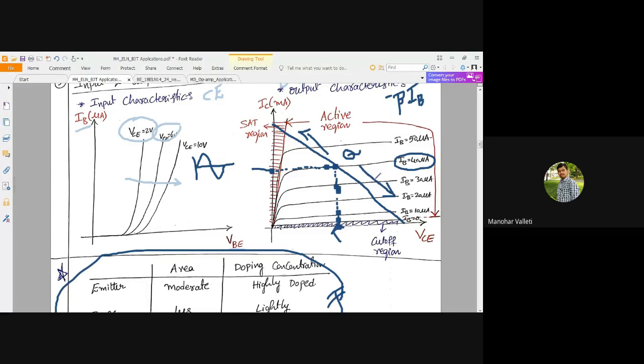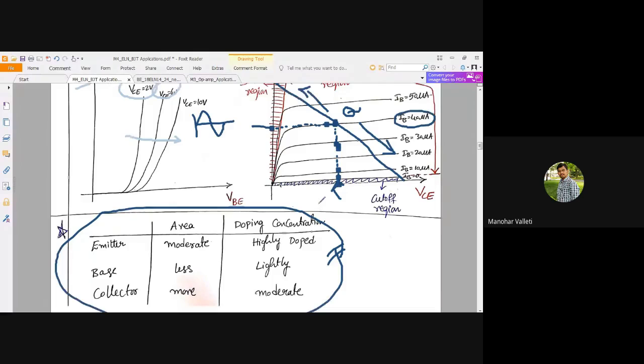If the Q point is not maintained at the middle of the active region, then you will get a distorted signal at the output. To get faithful amplification from the amplifier, you need to maintain the Q point in the middle of the active region shown here. Then only you will get faithful amplification from the circuit. Not only that, when you are doing amplification, you cannot lose any information of the input. You need to improve the voltage of the applied input signal. That's it. We cannot alter the wave shape of the applied input.